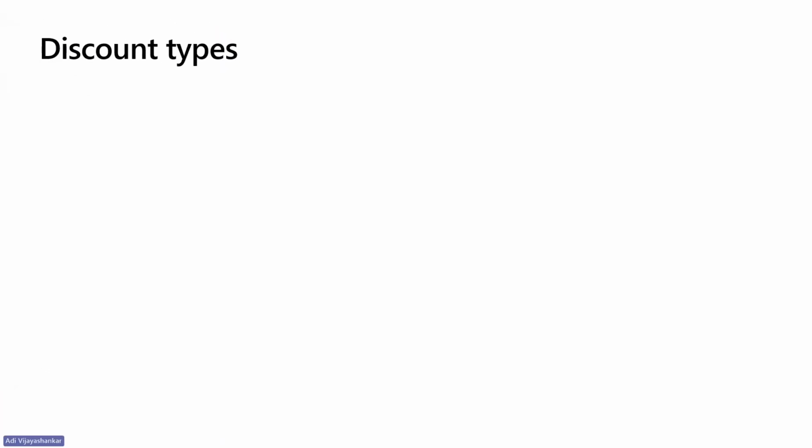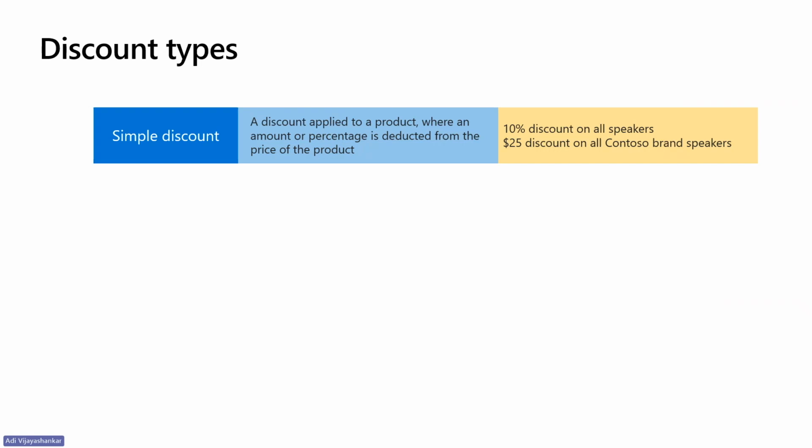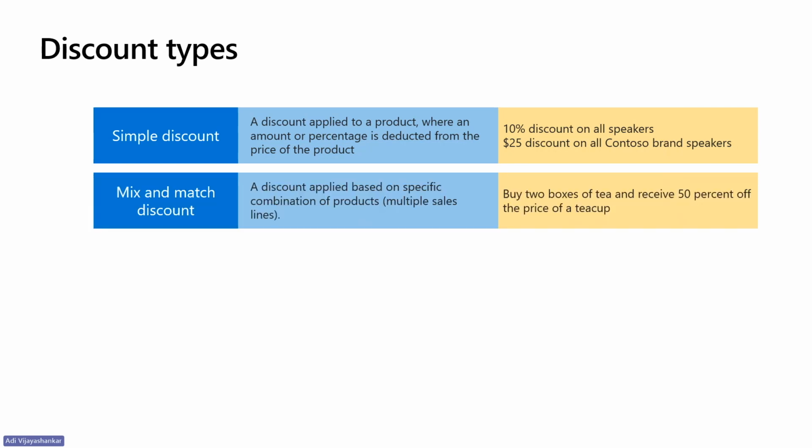Now let's talk about discount types. With diverse needs and consumer demands across industries and business models, unified pricing management supports multiple types of discounts. Simple discounts allow for a simple amount or percentage applied to an item. For example, 10% discount on all speakers.